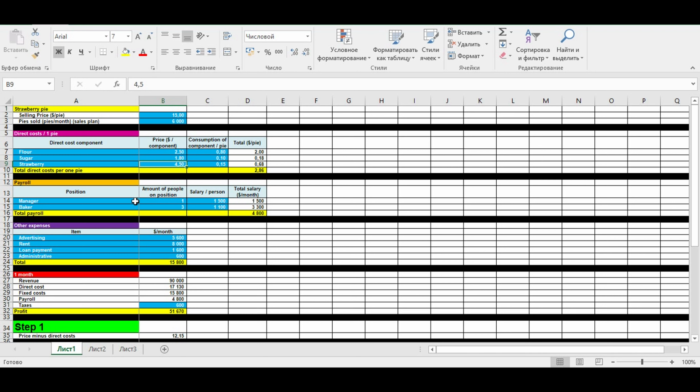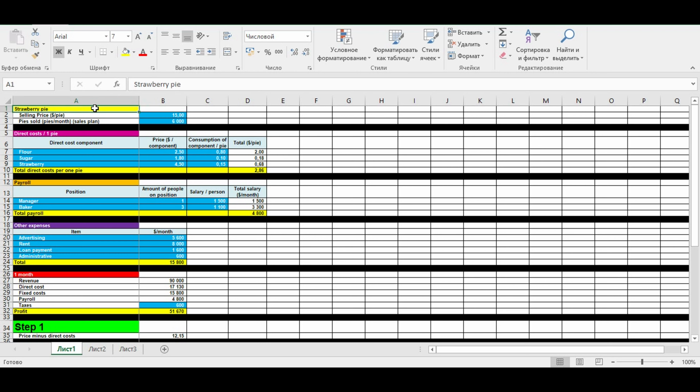Before any calculations of the break-even point, you'll have to divide all expenses into two groups: direct costs and stable costs. This is the first step for an entrepreneur to calculate the break-even point correctly. First of all, let's take some business as an example. We will bake strawberry pie.